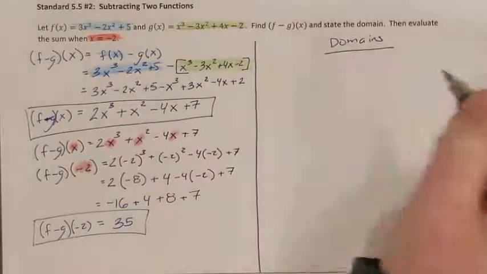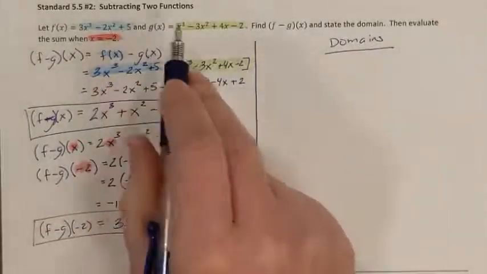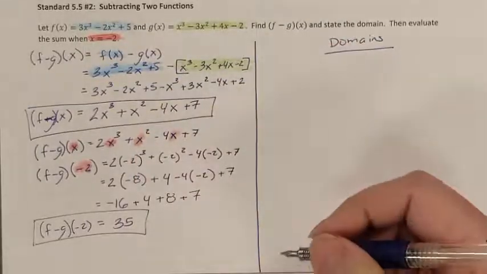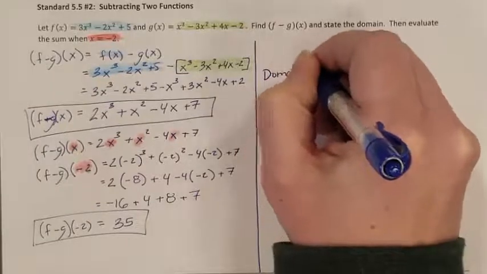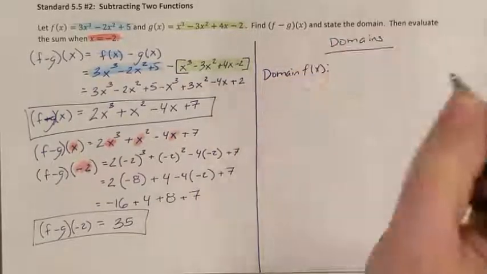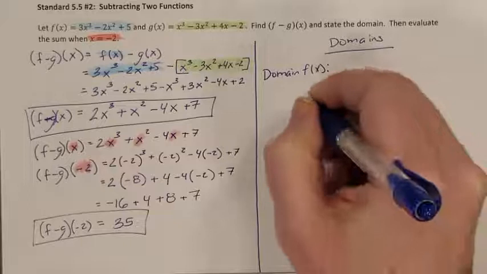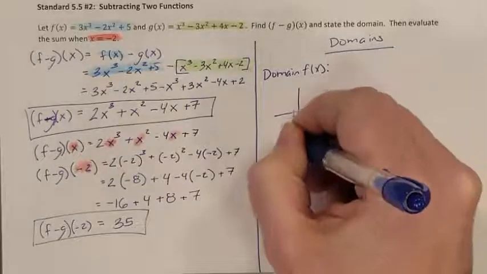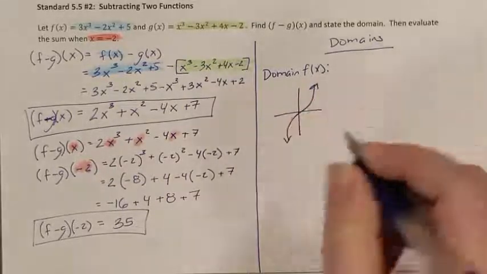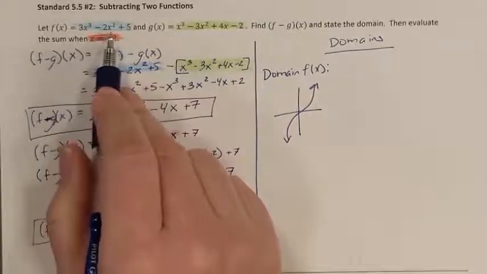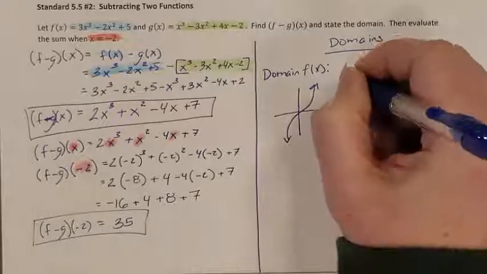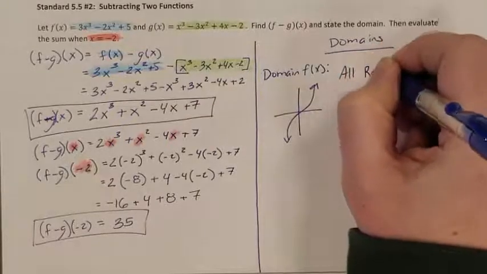So now looking at our domains, we know we need to find the domain of each individual function, and then we'll find the domain of the new function. So let's go ahead and look at the domain of f of x. This is a cubic. We know that all cubics are going to look something like this, where they're always to the left and always to the right. So that means f of x, since it is a cubic, its domain is going to be all real numbers.